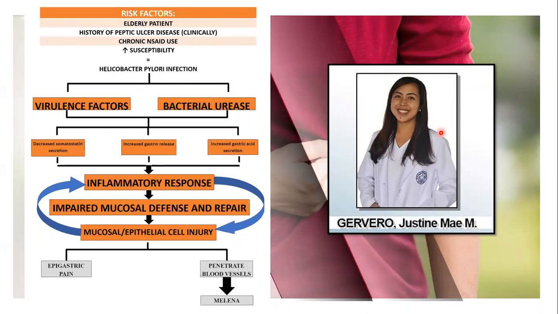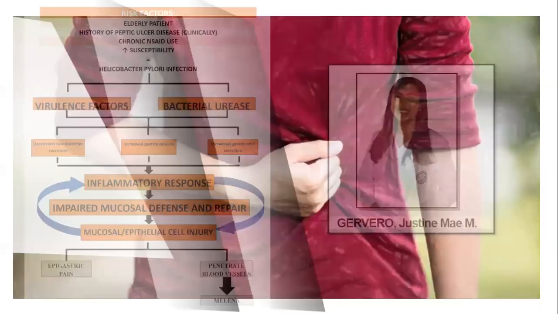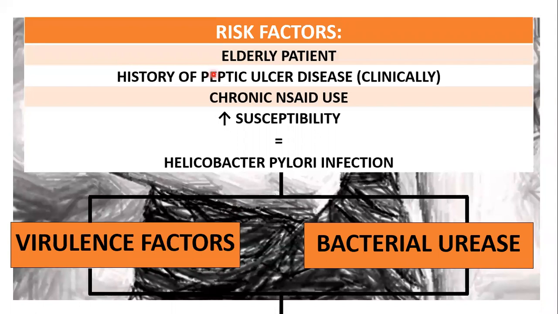So we'll be discussing these sections. Okay, let's start. So here are the risk factors that we have to consider for peptic ulcer disease. The age of the patient. Being elderly predisposes them to having this disease. Also, a clinically diagnosed history of peptic ulcer disease also plays an important part in the development or progression of the disease. Another important risk factor would be the chronic NSAID use.